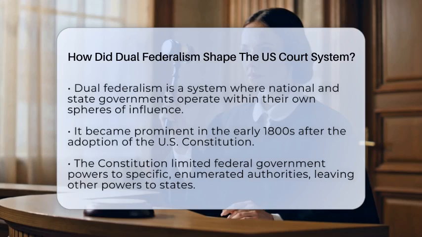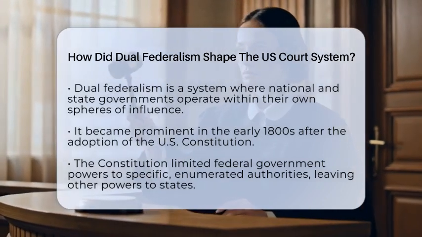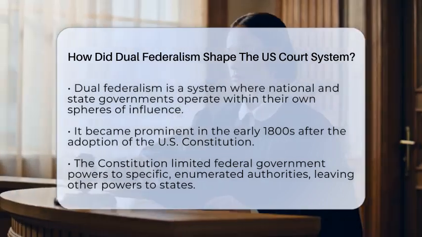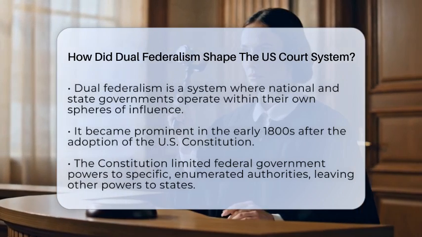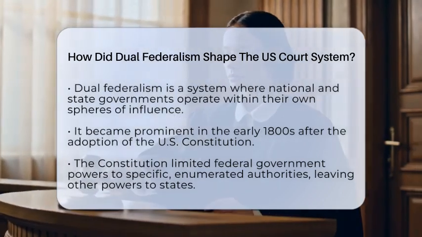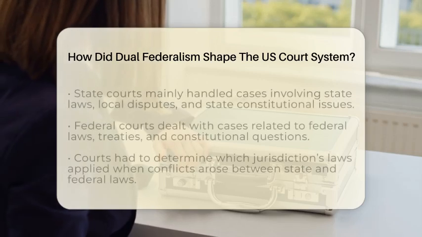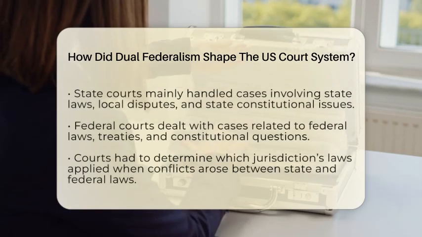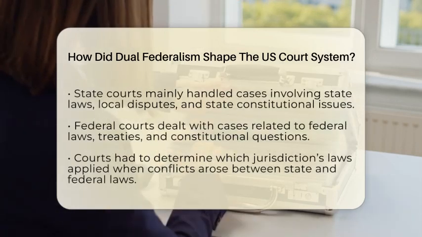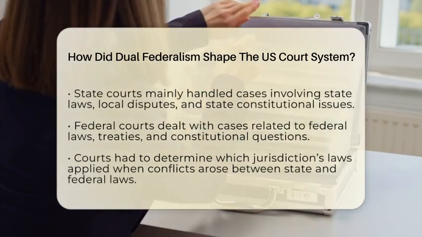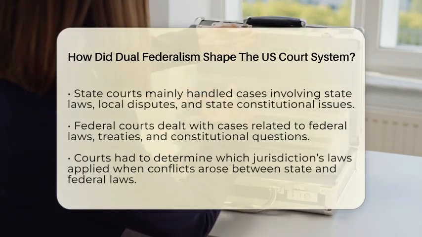judicial authority. Dual federalism emerged prominently during the early 19th century, especially after the adoption of the United States Constitution. The framers envisioned a government where the national authority was limited to enumerated powers listed in the Constitution, while states retained all other powers not explicitly granted to the federal government. This division created a system where each level of government had its own set of responsibilities and legal jurisdictions.